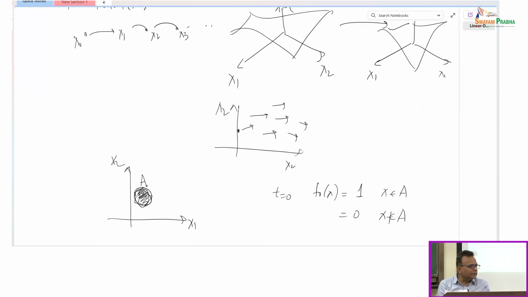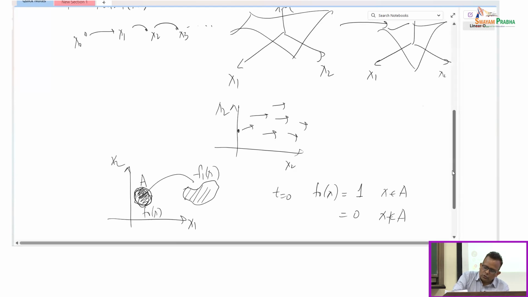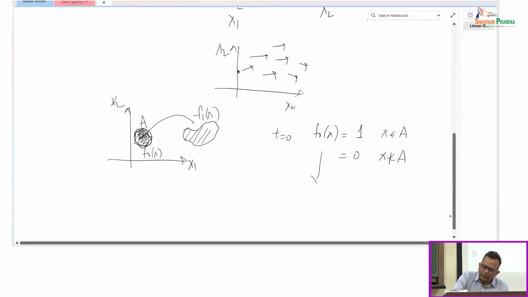Now again I have a function. You see what I'm saying? Now I can ask, at some later time this dye will deform and look like this, right? So this was my f0 function, and this f0 has evolved to some f1 of x. So now I'm interested in knowing how this has evolved to f1 of x. What is this evolution?